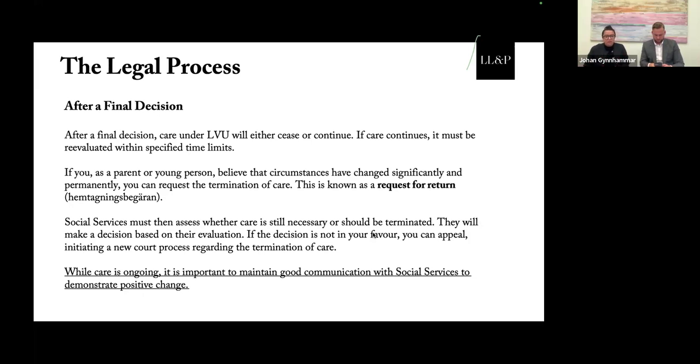And just as Johan was talking about previously, of course, everyone understands that these processes are very hard, especially for a parent who, of course, wants to bring their child home. But while the care is ongoing, it is very important to, in any way you can, maintain a good communication with the social services to show them that you are making positive changes. Because basically, in the cases of hemtagningsbegäran, it is when they see positive and permanent changes that they will tell the court that, okay, we see it fit now for the child to come home.